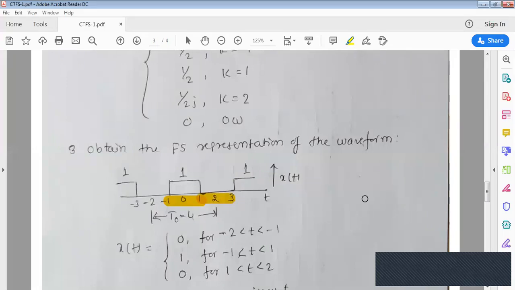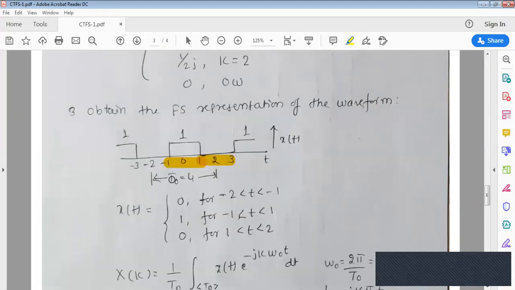First, identify the period of the signal. Once you identify the period of the signal, write the value of the signal. See here, I have chosen the limit from minus 2 to plus 2. You are free to choose minus 1 to 3 also. One complete period, wherever you choose. So you can start from minus 3 to minus 1 and minus 1 to plus 1 also. One complete period must be taken care of, wherever you start. You can start from minus 2 to plus 2 or minus 1 to plus 3 or 0 to 4 also.